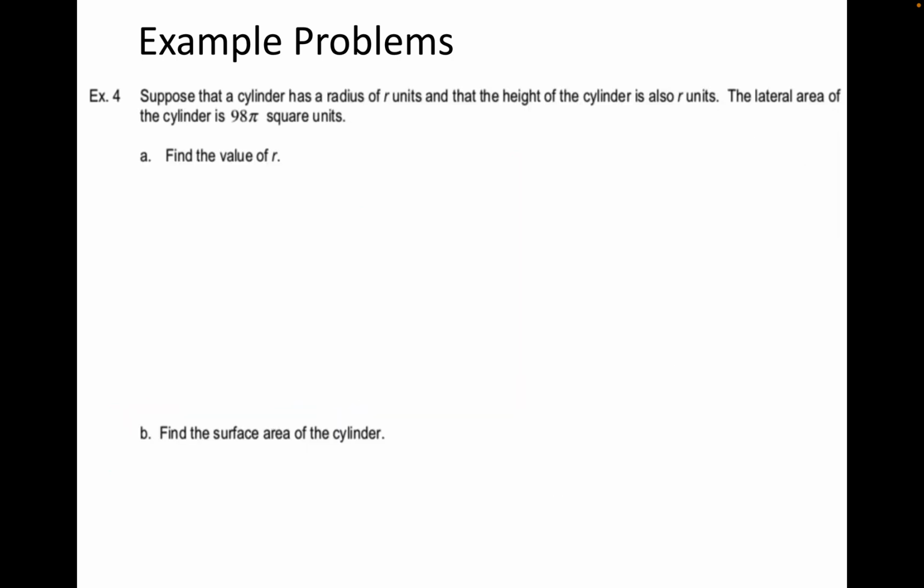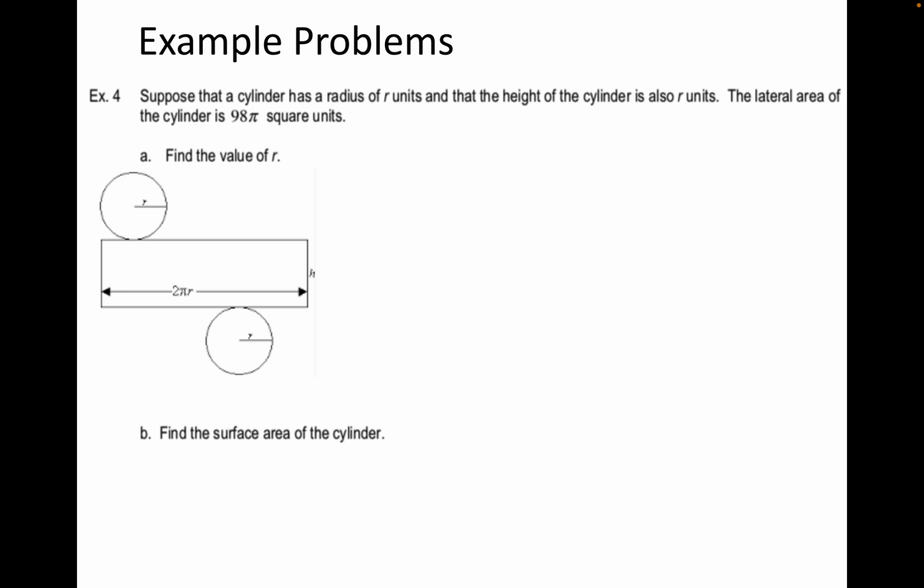All right, let's take a look at problem number 4. Suppose that a cylinder has a radius of r units, and that the height of the cylinder is also r units. The lateral area of the cylinder is 98 pi square units. Given that information, first find the value of r, and second find the surface area of the cylinder.